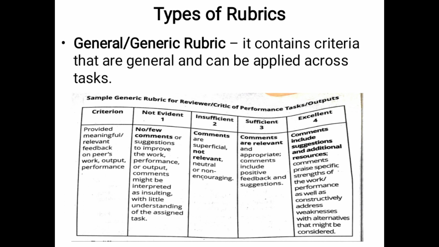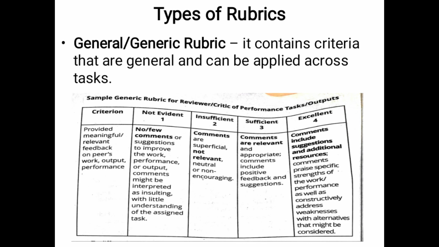The first one is the general or generic rubric. It contains criteria that are general and can be applied across tasks. This is most convenient for teachers who do not have the time and skills in developing different types of rubric, as they can reuse the same rubrics for several tasks or assignments.